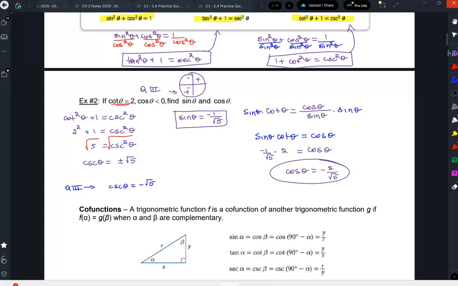How did you determine that it was quadrant 3? We did this. Remember? Because you're told cosine is negative. Cosine is negative in these two quadrants. You're also told cotangent is a positive value. Cotangent is positive in these two quadrants. The one quadrant where the two signs match is this one.